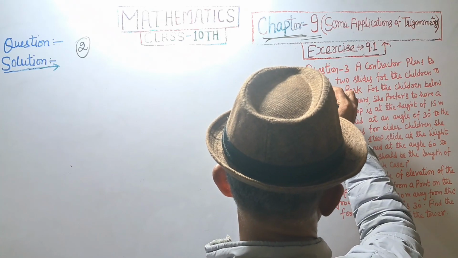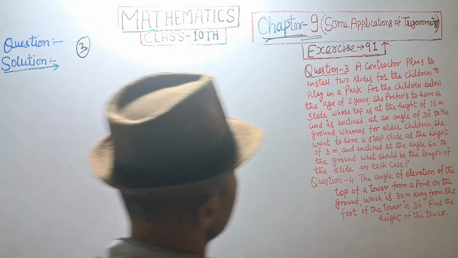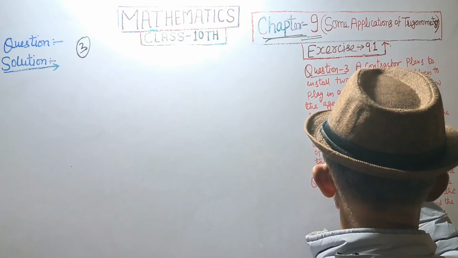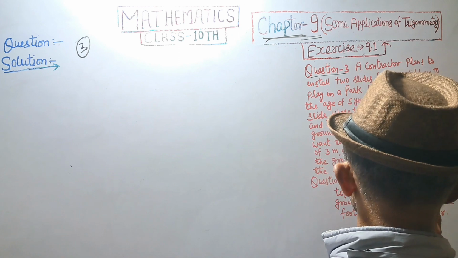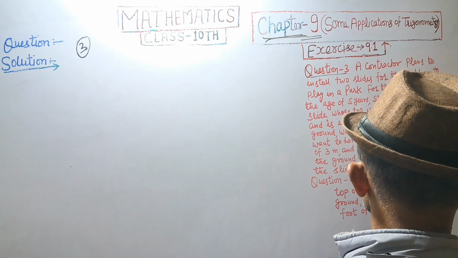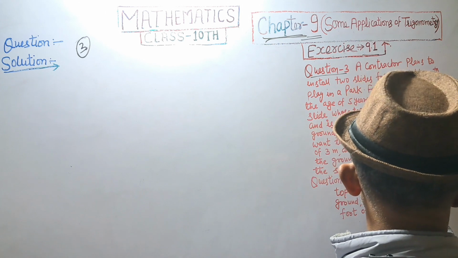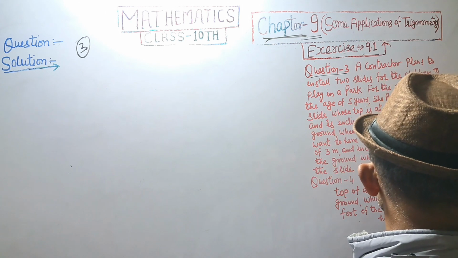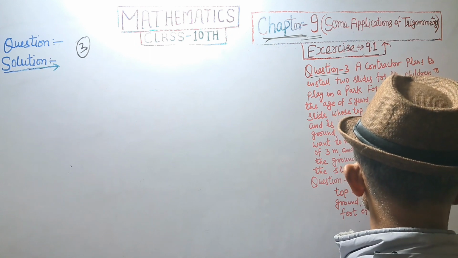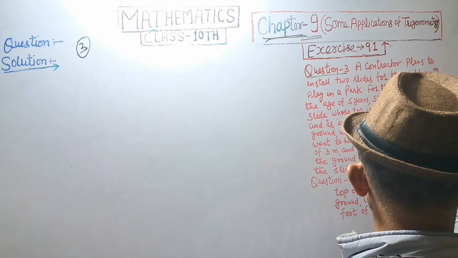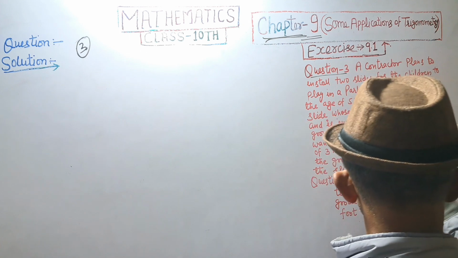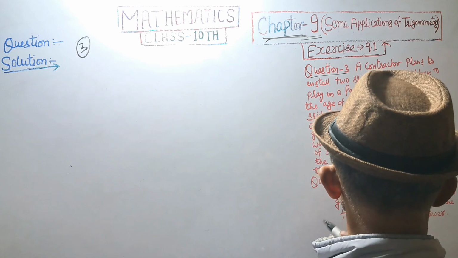Exercise 9.1, question number 3. A contractor plans to install 2 slides for children to play in a park. For the children below the age of 5 years, she prefers to have a slide whose top is at the height of 1.5 meter and is inclined at an angle of 30 degree to the ground.